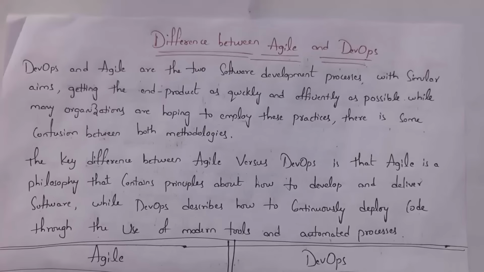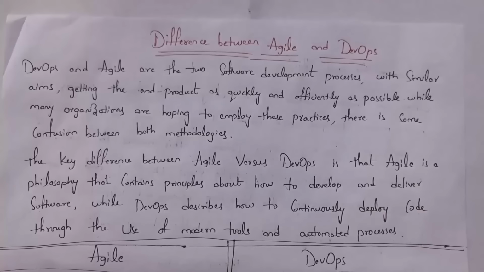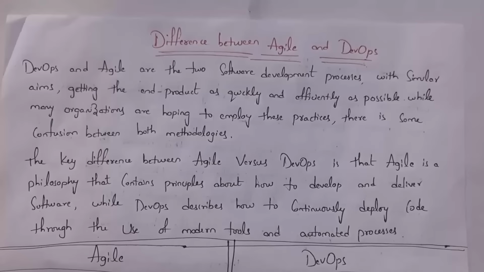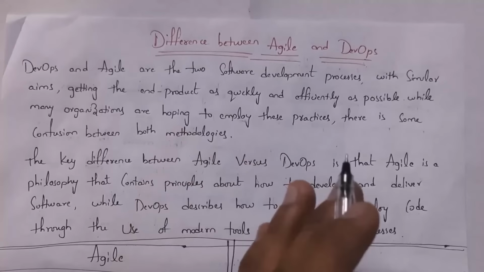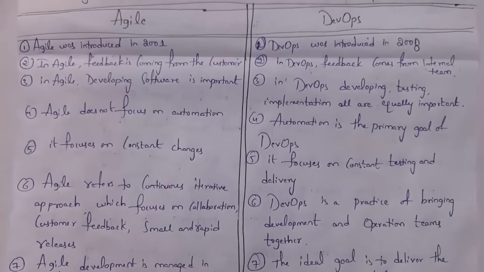But the major difference between Agile and DevOps is, Agile is a process that contains principles. Principles are nothing but rules that we need to follow in order to develop software. Whereas DevOps is all about continuous deployment of software. In DevOps, they will use various automation tools in order to deliver software quickly. So DevOps means how the development team and operations team communicate with each other in order to deliver software quickly. These are some of the differences between Agile and DevOps.